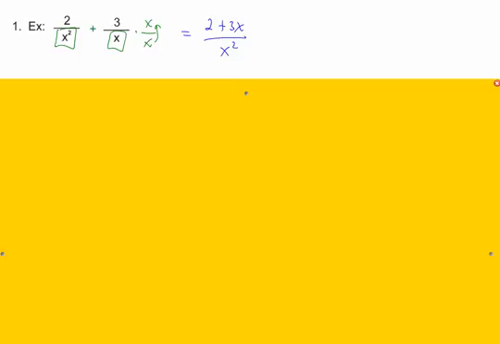Because the 3x is tied into the other thing, right? It's a binomial. It's all one thing. You can't do that. Can't do that. So that's it. You're done. 2 plus 3x over x squared.